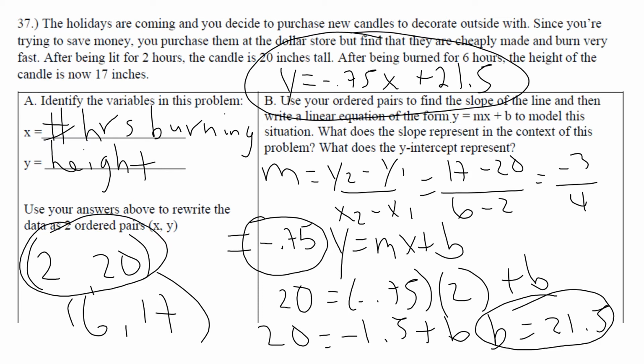So what does the slope represent in the context of this problem? The slope is negative 0.75, which means that is how much of the candle is burning away each hour. So 0.75 of an inch is burning away each hour. What does the y-intercept represent? Well, the y-intercept is 21.5, which of course is the original height of the candle. So when you purchased the candle from the store, it was 21.5 inches tall.